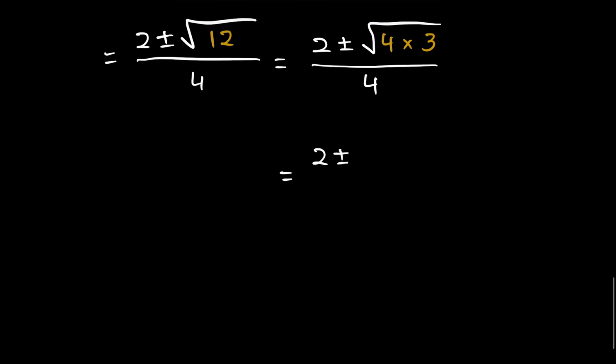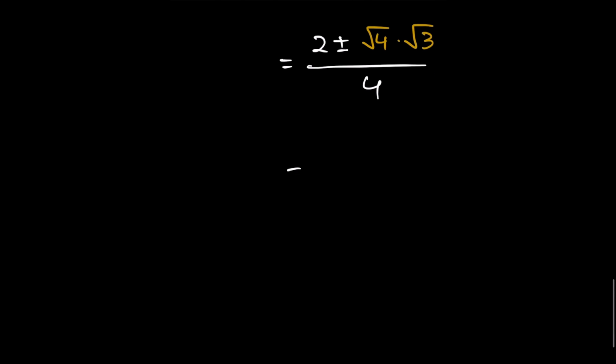Since the numbers we're multiplying inside the square root are positive, we can split up the square root. So that means we can do the square root of 4 times the square root of 3, again divided by 4. And 2 plus or minus, what's the square root of 4? The square root of 4 is 2, and we still have the square root of 3 there, divided by 4.